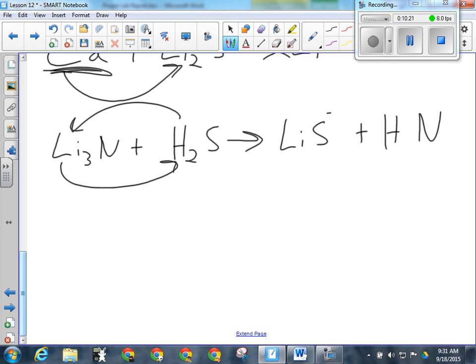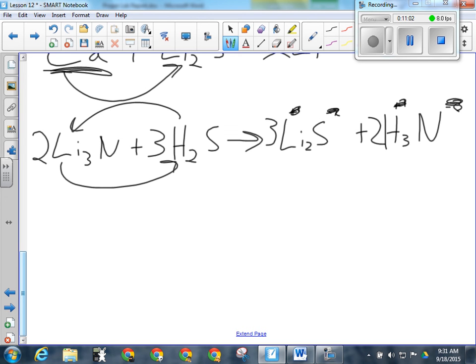Drop and swap. This is a -2, and that's a +1, so we're looking at Li2S. Okay, and this is a -3, and this is a +1, so we're looking at H3N. Okay, and then I balance the whole reaction. I need a 2 there, and a 3 there, and a 3 there, and a 2 there. Everybody okay with that? So that's kind of where we're headed. Nothing terribly difficult, but you will become very familiar with your reaction types as we go along.